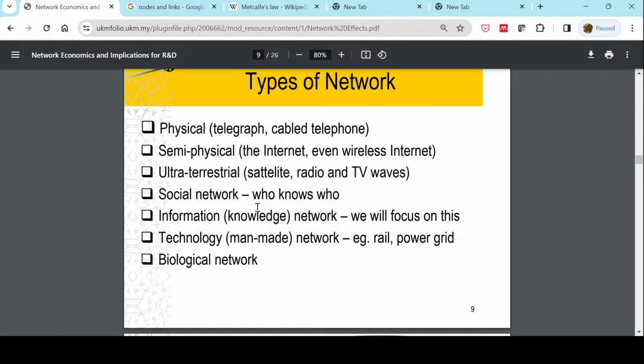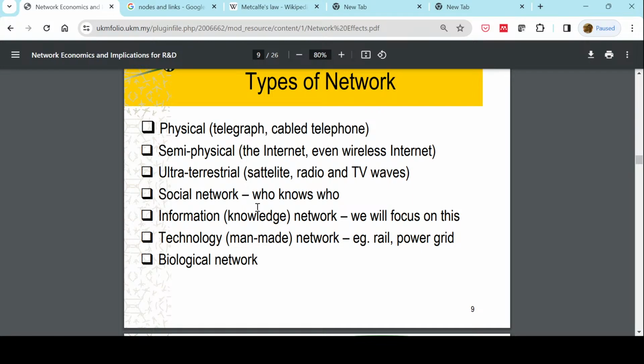Social network: who knows who? For example, you're invited to dinner. You also want to know who's going to that dinner. If some famous people will go to that dinner, you want to go. So the famous people going to that dinner become an attractor that will induce others to come. Information knowledge network will be our focus for our topic on R&D.